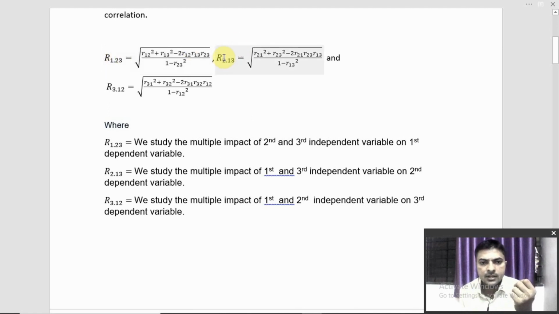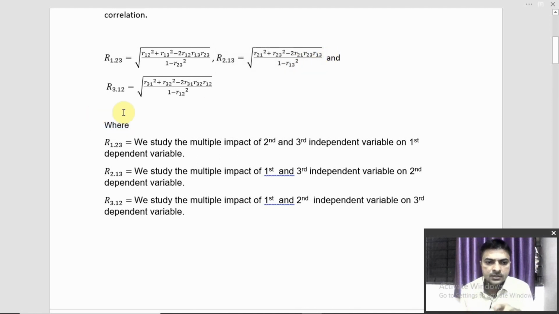Similarly, we go to the next one, R2.13, where 1 and 3 are independent variables on the second, dependent variable. So it is the impact of 1 and 3 on 2. R2.13 is equal to the square root of (R21 square plus R23 square minus 2 times R21 R23 R13) divided by (1 minus R13 the whole square).